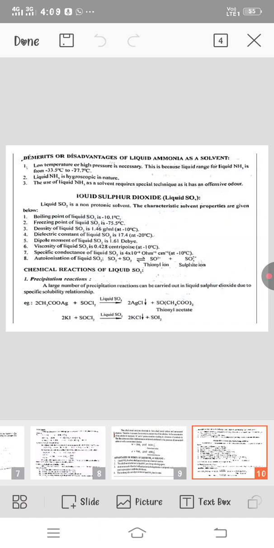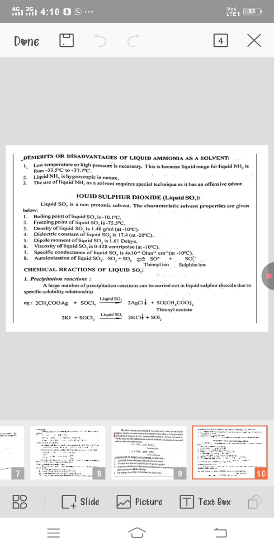Next, liquid sulfur dioxide properties. Boiling point is minus 10.1 degrees Celsius. Freezing point is minus 75.5 degrees Celsius. Density is 1.46 gram per ml. Dielectric constant is 17.4. Dipole moment is 1.61 D. Viscosity is 0.428 centipoise. Specific conductance is 4 into 10 raised to minus 8 per ohm per centimeter.